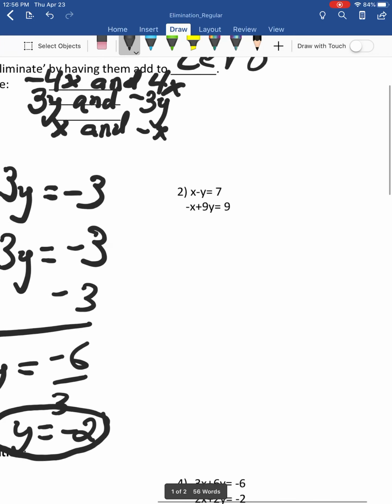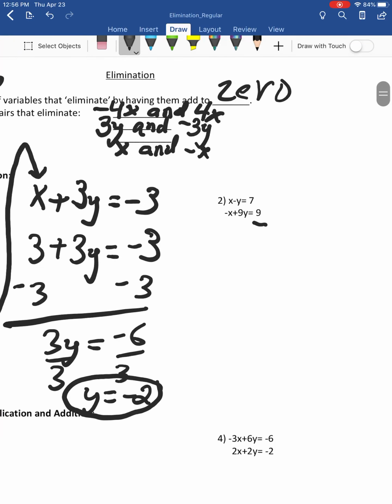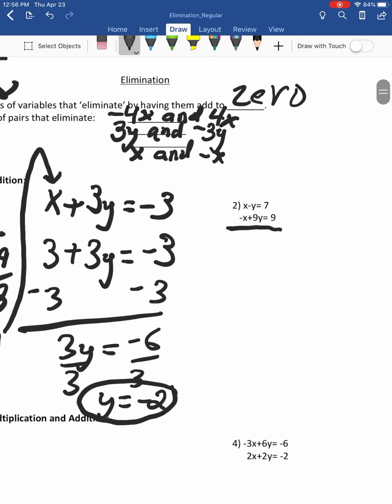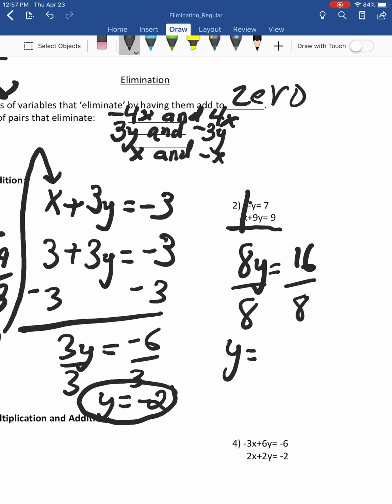Okay, let's look at number 2. In number 2, you should notice the pair that eliminates is the x's, because x plus negative x makes 0. Then we added the first term, so we're going to add the rest. Negative y plus 9y makes 8y. 7 and 9 make 16. Solve this simple equation. We eliminated x, so y is 2.